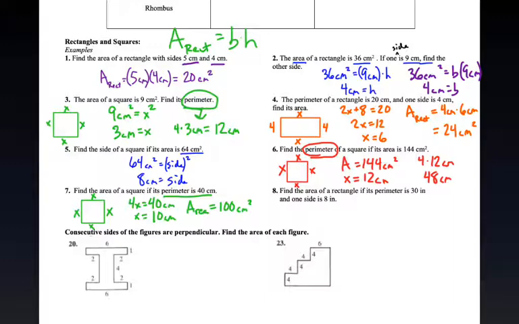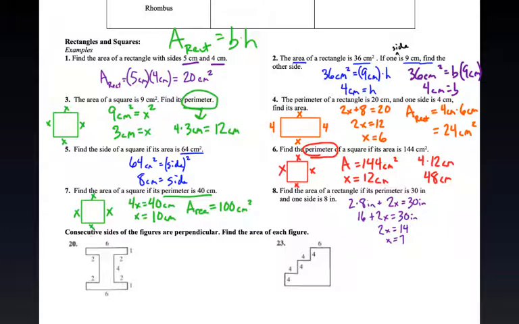I know I'm going through this fast, but you can pause it as you need to. This is relatively straightforward stuff. This is not new to you. Find the area of a, well, you know how to do this one as well. We've been doing this. Number 8.